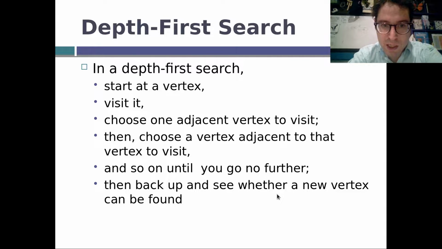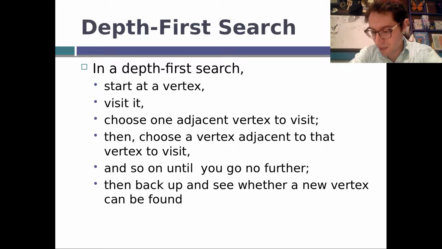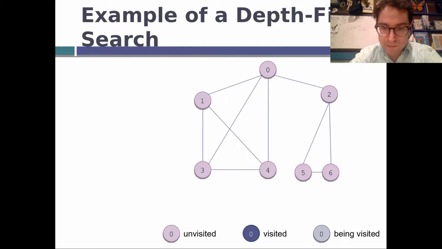Depth first search, we've seen already. We've seen it in the context of solving a maze. In depth first search, you start at a vertex, you visit it, then you choose one of the adjacent vertices to visit, and then you choose some path to go down from that, and so on and so forth until you get to a dead end, and then you back up from there. Right, so we've seen that already.